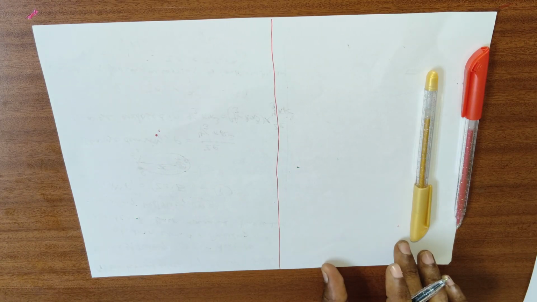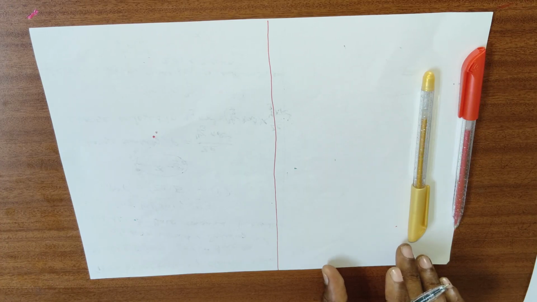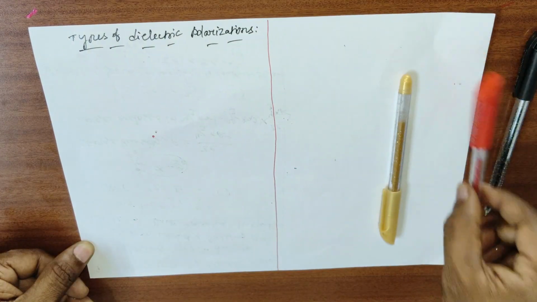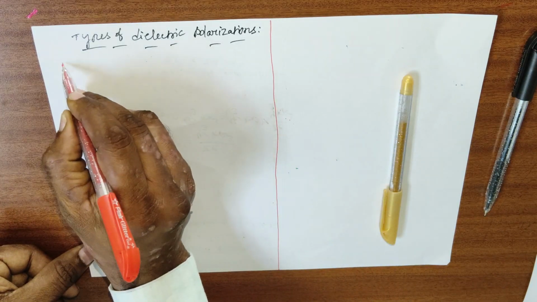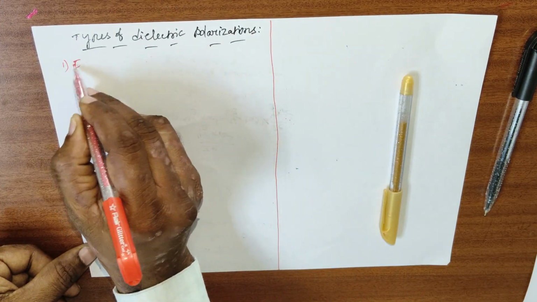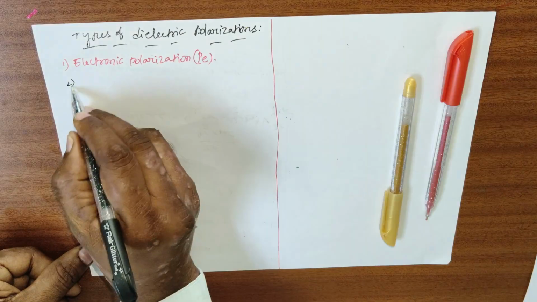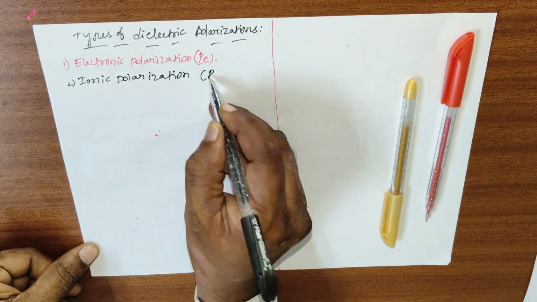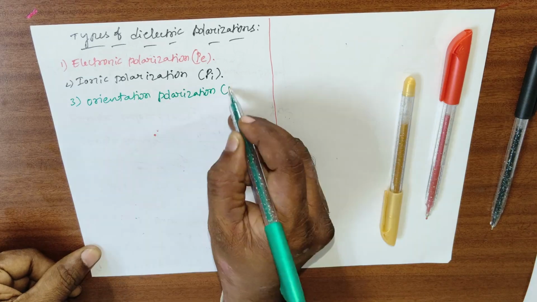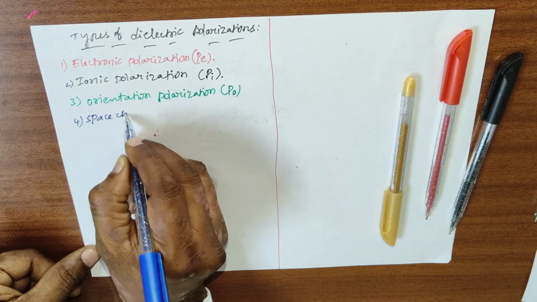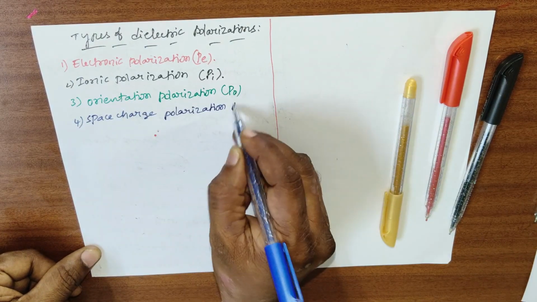Today we will discuss a very important topic, types of dielectric polarizations. There are 4 types of dielectric polarizations that occur in dielectric material. First one, electronic polarization. Second one, ionic polarization denoted by Pi. Third one, orientational polarization denoted by PO. Fourth one, space charge polarization denoted by PS.